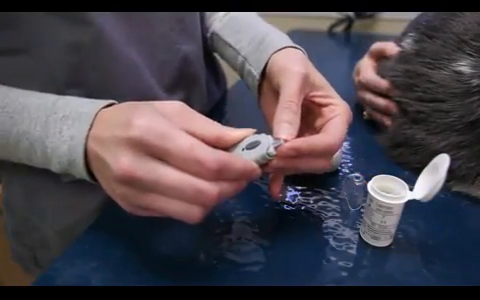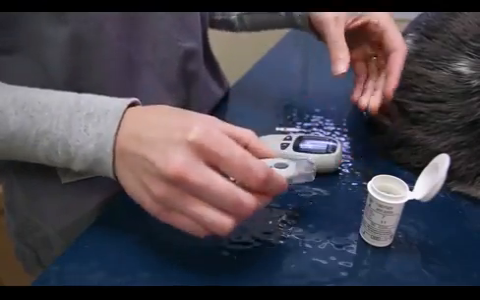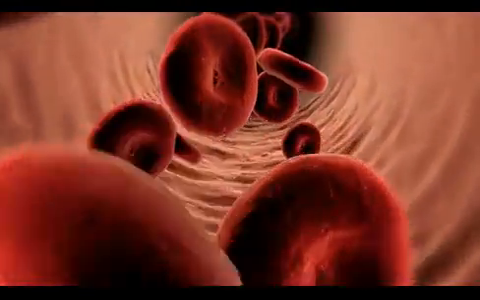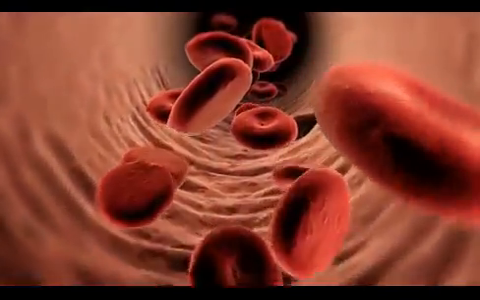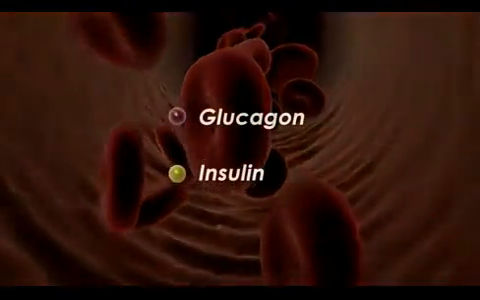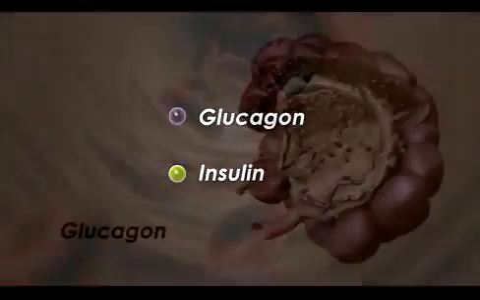To understand the diabetic condition better, let's look at the body's normal regulation of blood glucose levels. In normal states, blood glucose levels are tightly regulated to ensure an adequate energy supply to all tissues. The two hormones responsible for this careful regulation are glucagon and insulin.